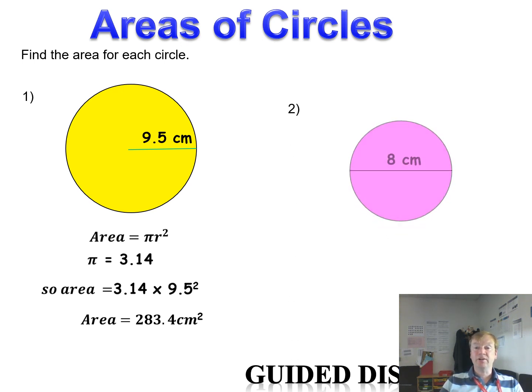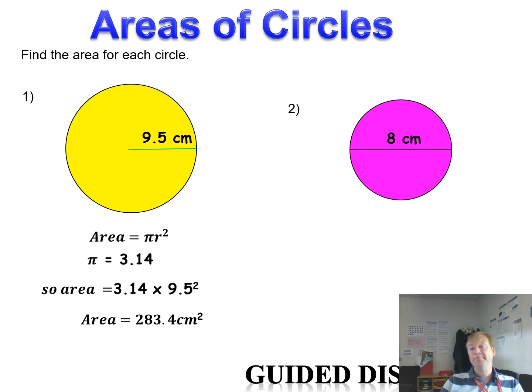Here's another circle, this time a pink one. Now they've given us a number on our circle, but it's not the radius they're giving us, it's the diameter. The diameter of this circle is 8 centimetres. So I've got to think now, hang on, for the area I need the radius. The radius is half the diameter. So I'm going to be working not with the number 8, but with the number 4. The radius is 4.